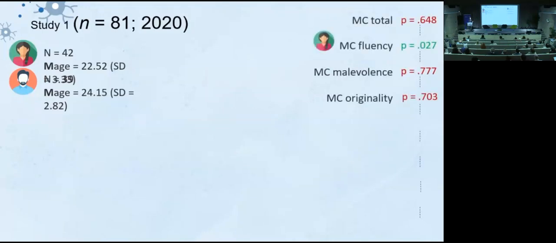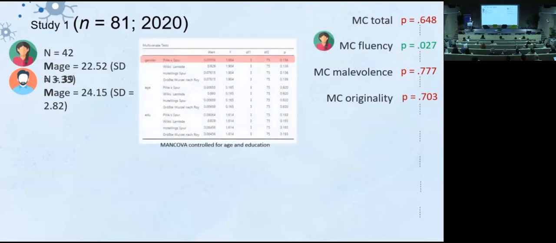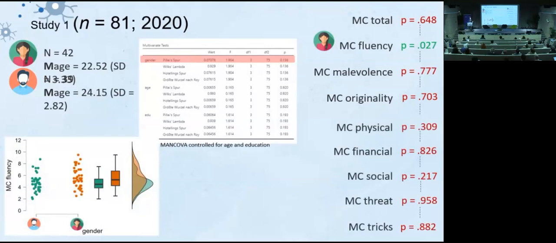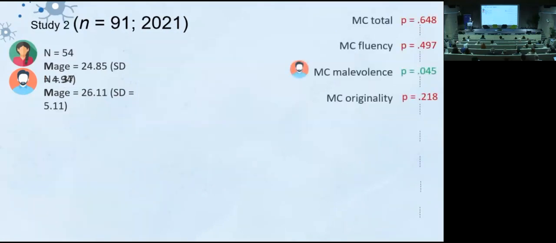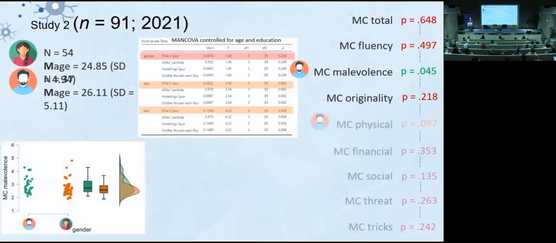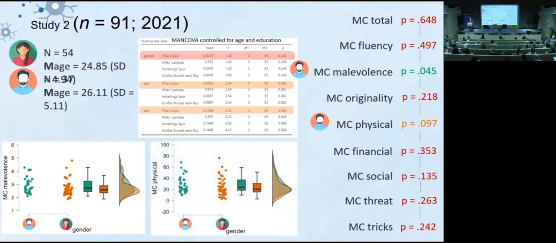In our first study, which is not at all looking nicely on this slide, so I hope it gets better, the only difference we found is for ideational fluency, in that women generated more ideas than men on our task, but overall no other differences emerged. In study 2, the fluency effect did not replicate, so that's good, right? But men generated ideas of higher malevolence, so more harmful ideas than women. And there was a tendency for men using more physical aggression in their ideas compared to women.